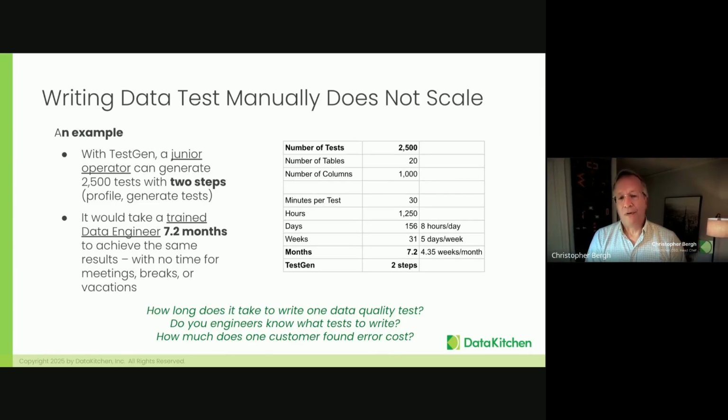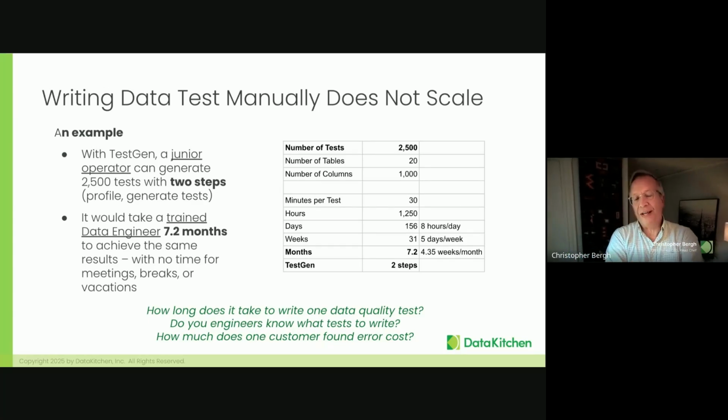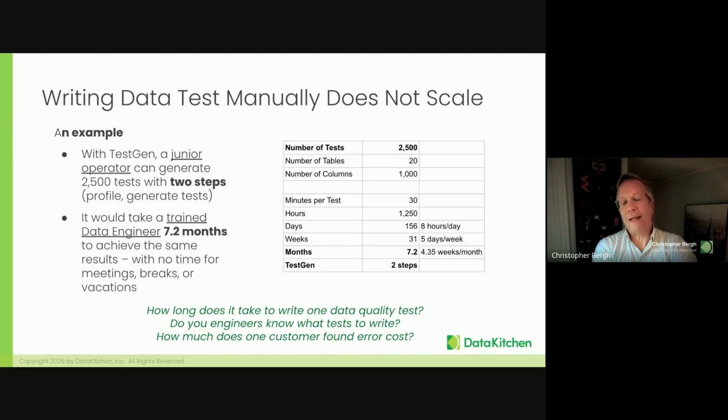However, over the past several years, we've noticed nobody writes enough tests. And so we built this technology called TestGen that actually writes tests for you. And so now a junior operator can generate these 2,500 tests in just two button clicks. So this is like minutes instead of months. And so that's a really big sea change, I think, in how we can work. Not only because me being a grumpy old software engineer, data engineer says, damn it, you should write tests, but now it enables you to do that very quickly.